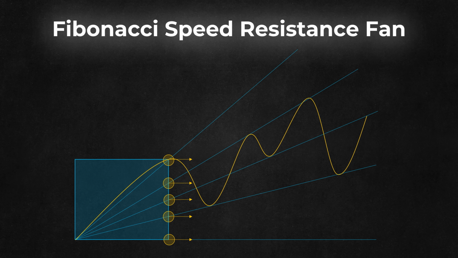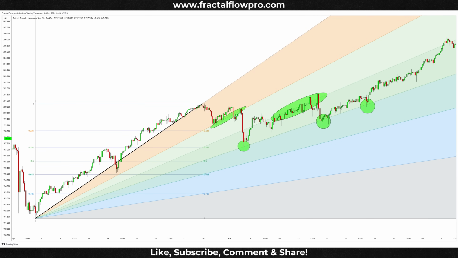Take a look at this 3-hour chart of the pound-yen. I plotted the speed resistance fan on this upward price movement, and later we can see how some of the lines worked well as slope support and resistance lines, as highlighted in the green areas.